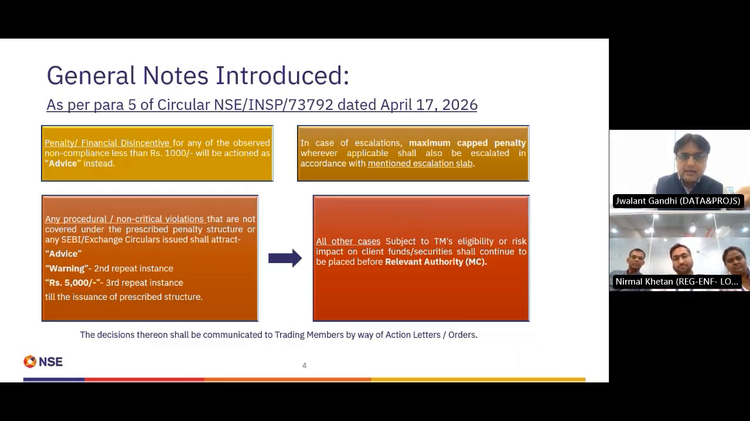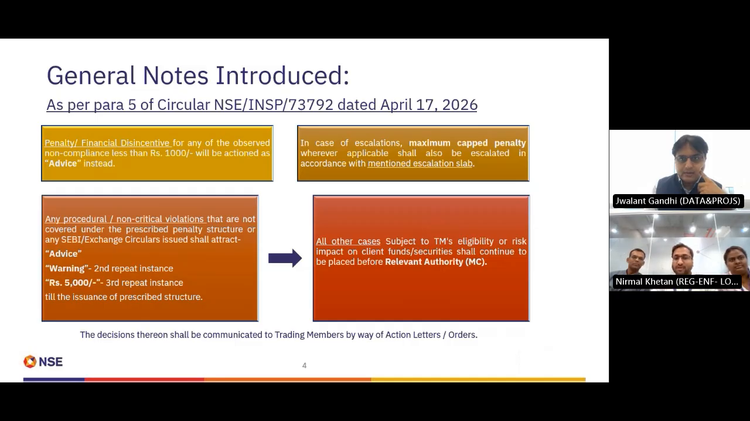Okay. And then, if there are repeated instances, shall it move to the relevant authority? No, I think it's third instance and onward, so it will be at 5,000. Okay. So for further instances also, there will be monetary penalty levied. It will be third instance onwards, right? Yes. For first, it will be advice. For second instance, repeat instance, it would be warning, and then the 5,000 comes into the picture. For procedural or non-critical violations, members, please take a note. It is specifically mentioned over here, and I believe in the circular also it is categorically mentioned, right?